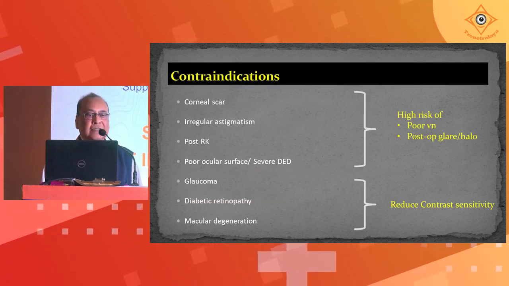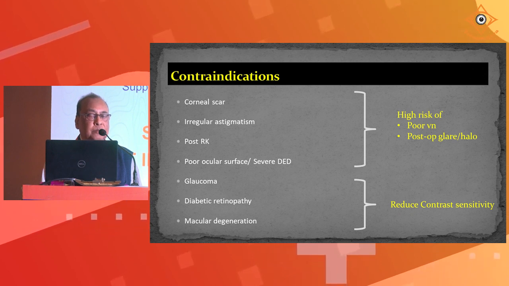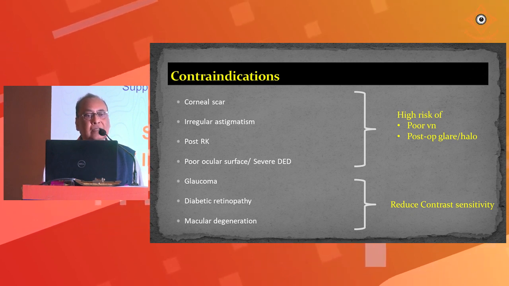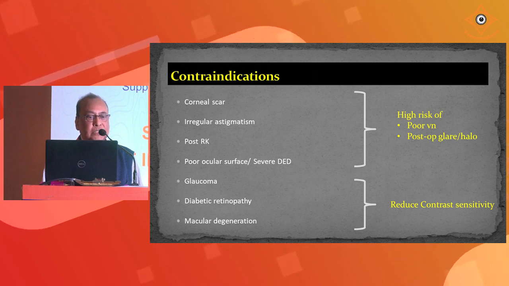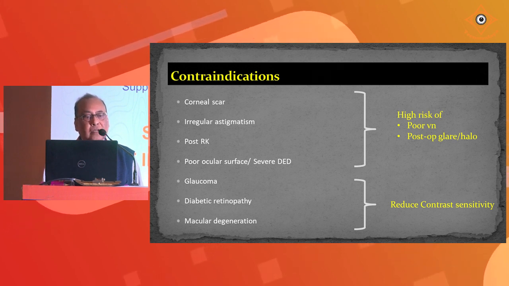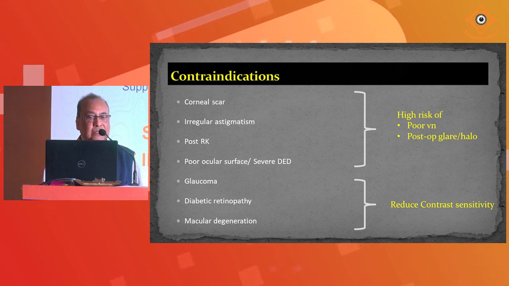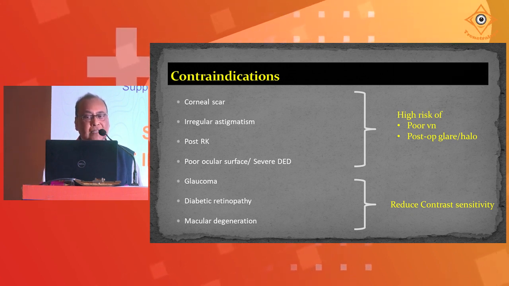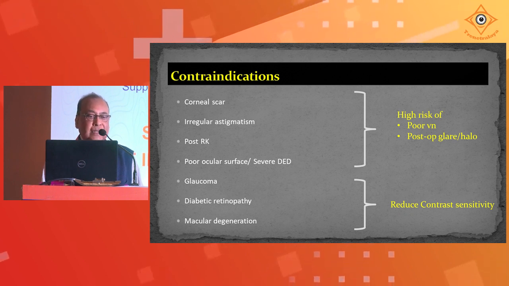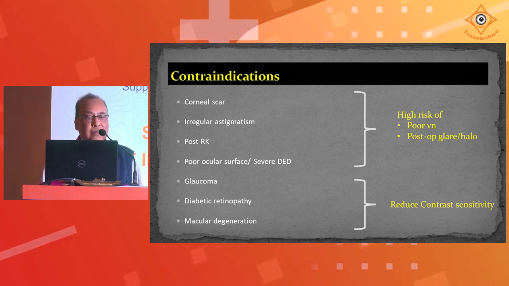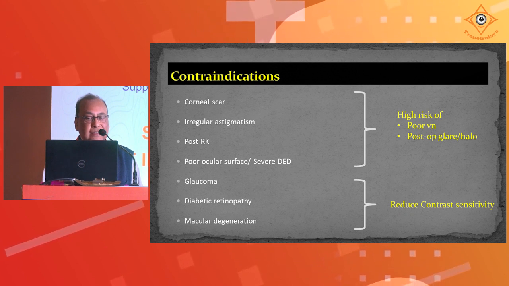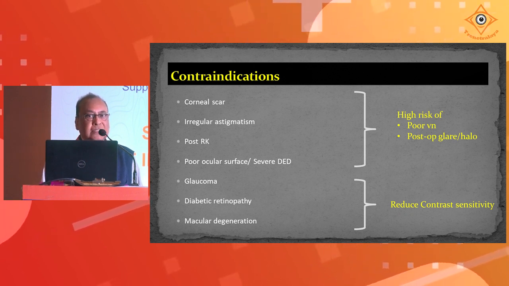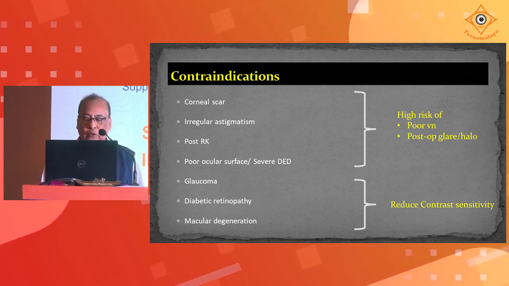There are few contraindications for the multifocal and trifocal, like the corneal scar, the irregular astigmatism, post-RK, poor ocular surfaces, and severe dry eye diseases. They have high risk of poor vision as well as post-operative glare and halos. Glaucoma, diabetic retinopathy, and macular degeneration, they reduce contrast sensitivity, so they have to be used with caution.